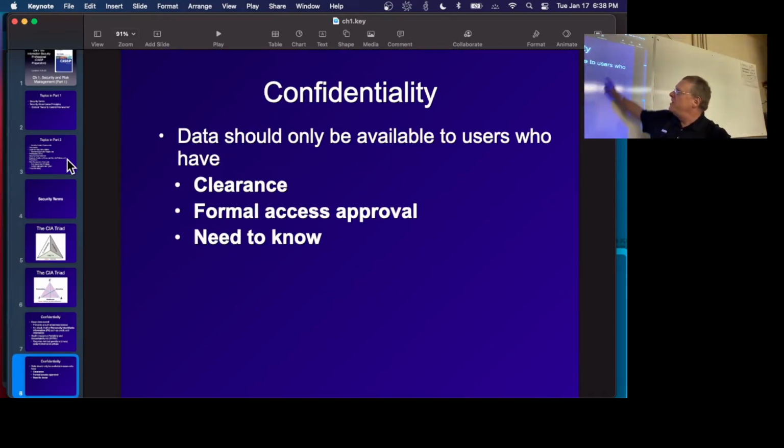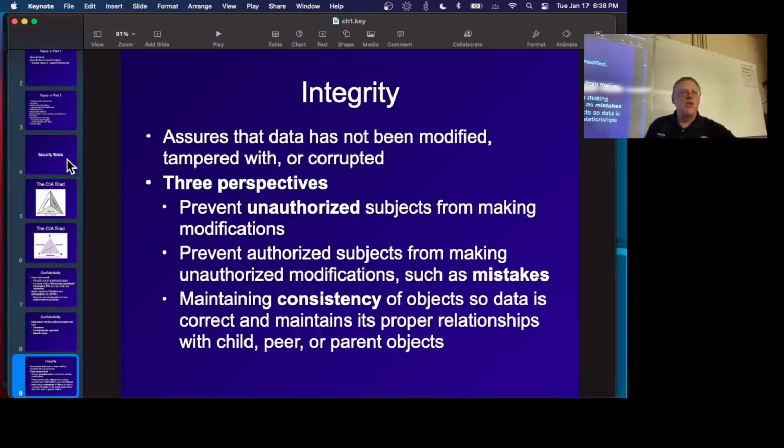Data should only be available to users who have clearance, formal access approval, and need to know. This is in a high security military environment. Businesses usually have a simpler situation, but these are possible things you might need: cleared for that level of information, approval to access this type of data, and a need to know it. Integrity means that nobody's been tampering with the data or modifying it.